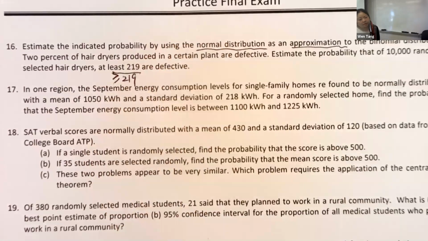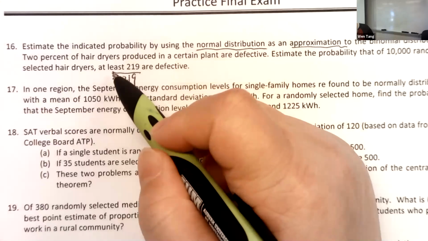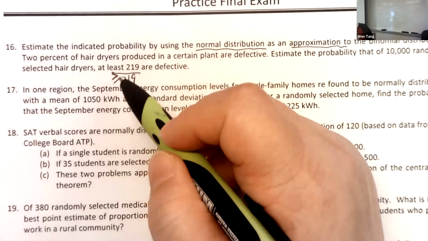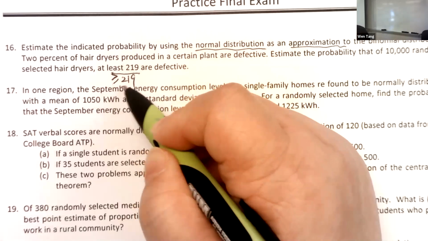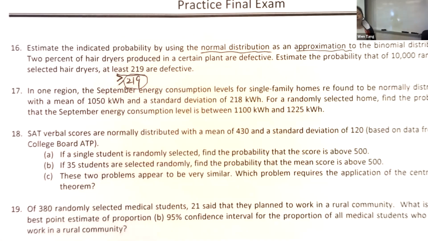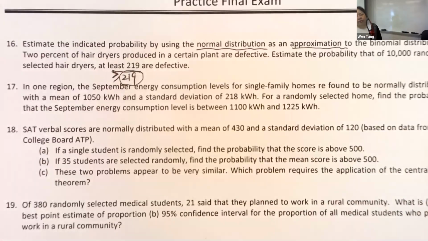Greater than or equal to. So it's possible to get exactly 219. So from the original sentence, we have greater than or equal to 219. But we still cannot directly use this value 219. Just like I said, we use a continuous distribution to approximate the discrete distribution.